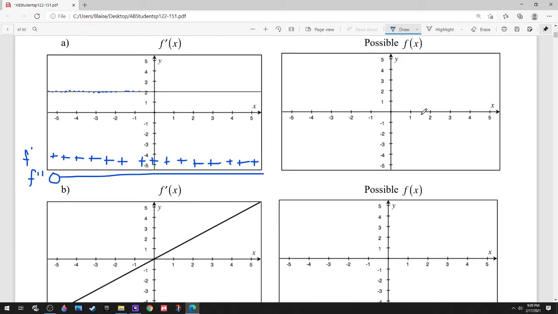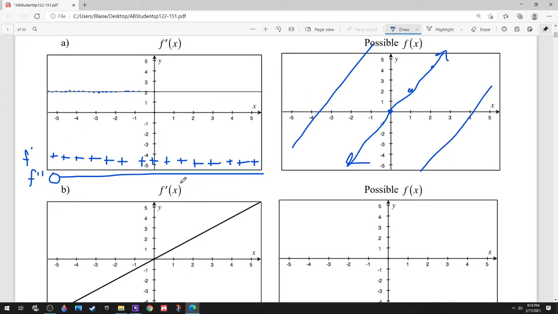Wait, slope of 2. Wait a minute. There's only one thing that has a slope of 2, and that's a line with slope 2. So I can go wherever I want. I'm going to start at 0, 0, and draw a line that has slope 2. There we go. I could have started in a different location. I could have ended up with a line over here or over here. The important thing is that I ended up with a line that has slope 2.